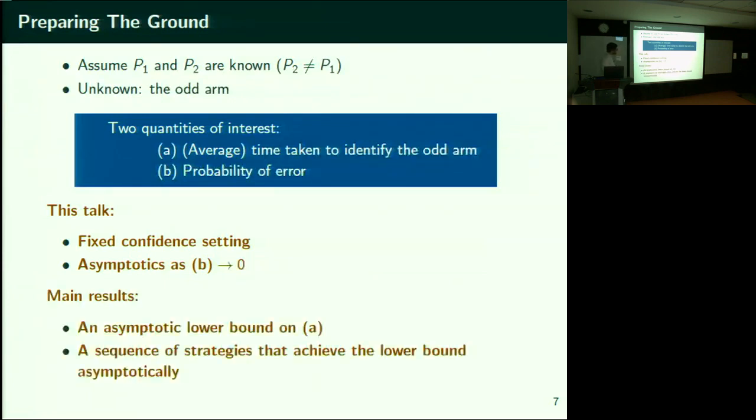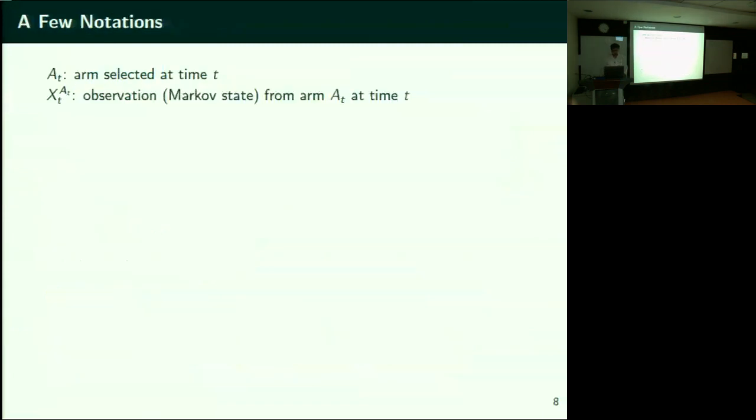So I'm going to tell you this. Our results are going to be an asymptotic lower bound on this quantity A as a function of the quantity in B. Okay, the asymptotics is as probability of error goes to 0. And I'm also going to give you a sequence of strategies that match this asymptotic lower bound. Okay? So let's dive deep.